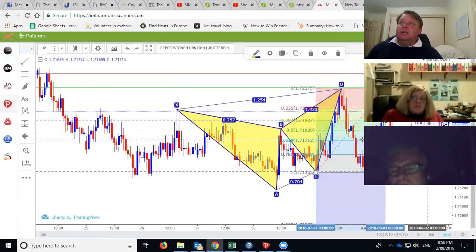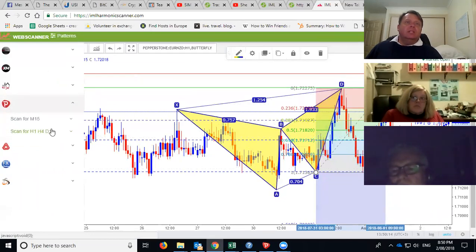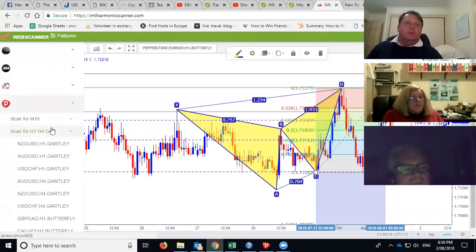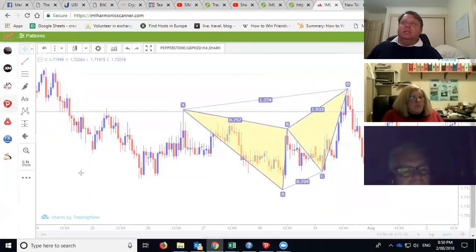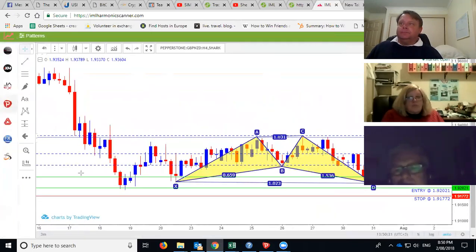It bounced off that and triggered in, and now it's just looking for its next potential. Literally you can scan through these and you'll find example after example of these things hitting certain targets. There's another one. I didn't even have to draw the line, and you can see that it went all the way up to TP3. This is why I love the harmonic scanner.